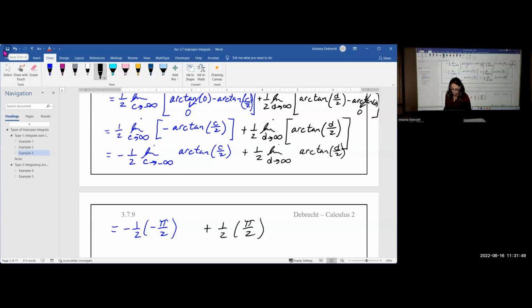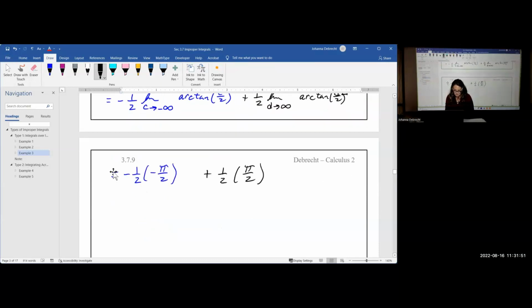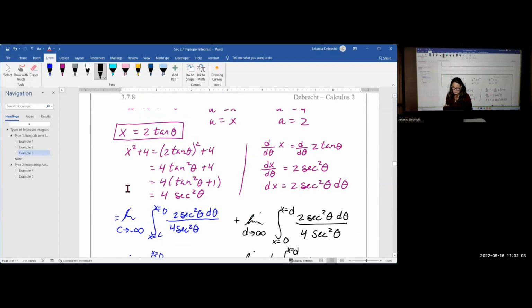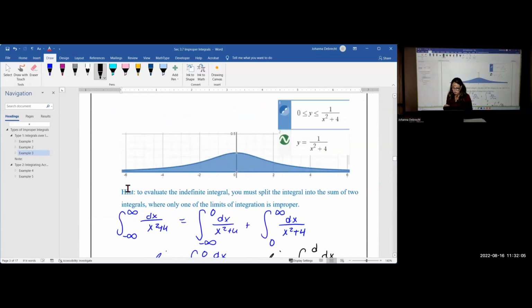Now you may think, oh my gosh, what does this mean? Well, this means that that is a finite amount of area, and it is equal to precisely pi over 2 square units. So let's go back to where we started a long time ago, which was this area right here, the area under the curve between 1 over x squared plus 4 and the x-axis.